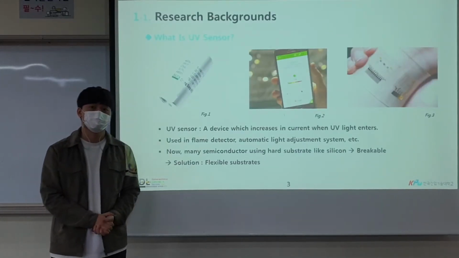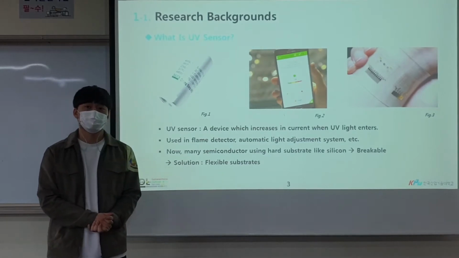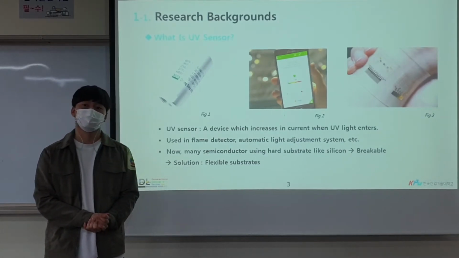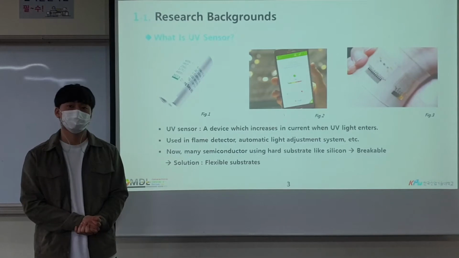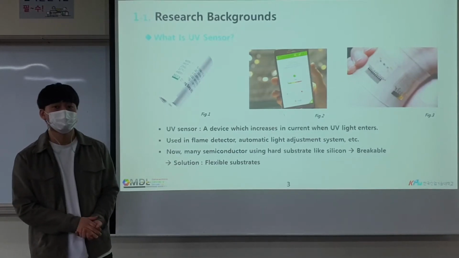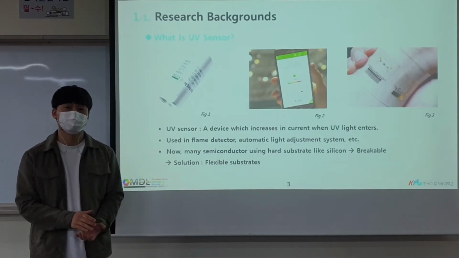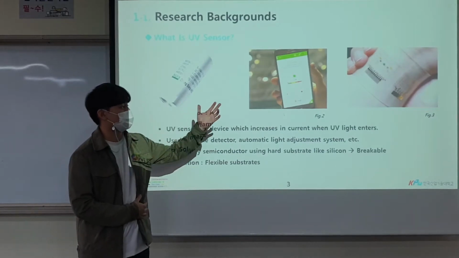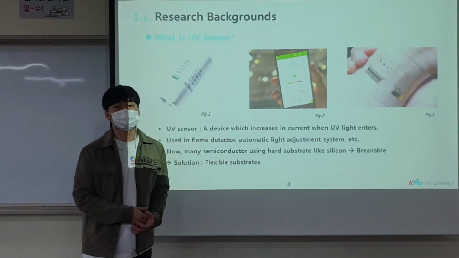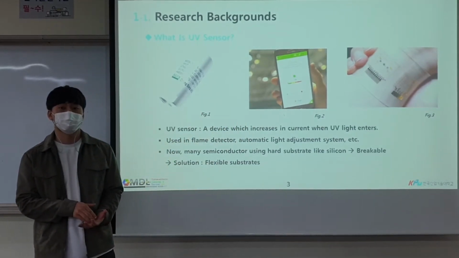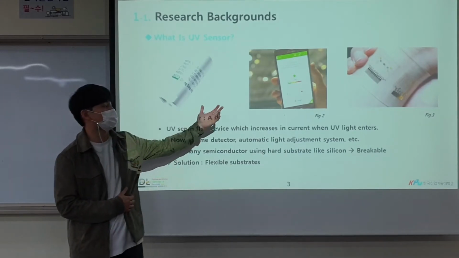First, what is a UV sensor? The device which increases current flow when UV light enters is usually called a UV sensor. UV sensors are mainly used in flame detectors, wearable devices, and also the light adjustment system in smartphones that you always carry with you.